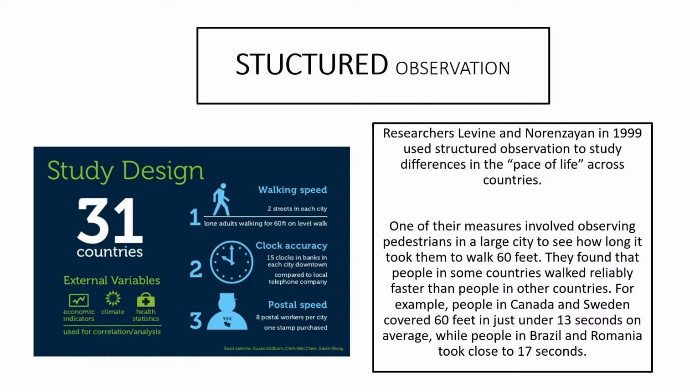In 1999, Levine and Norenzayan used structured observations to study the differences in the pace of life across countries. And the measures they used were of observation of pedestrians in large cities to see how long it took them to walk 60 feet. They found that people in some countries walked reliably faster than people in other countries. For example, people in Canada and Sweden covered 60 feet in just 30 seconds on average, while people in Brazil and Romania took close to 17 seconds.